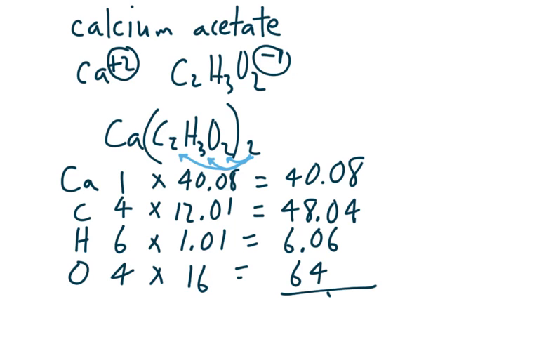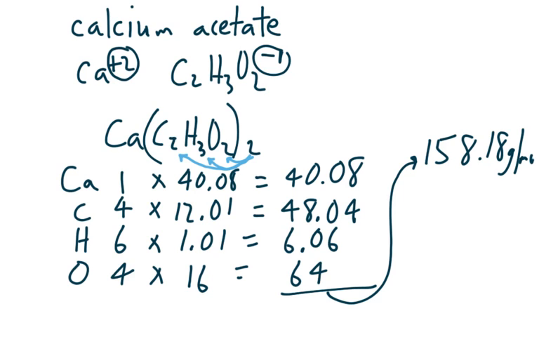So we're going to add this up. I'll write the number over here since I have more room. Let me put that in my calculator here. So you have 40.08 plus 48.04 plus 6.06, and then we have the 64. We're going to add all of these numbers up, and we're going to end up getting 158.18, and the units are grams per mole.